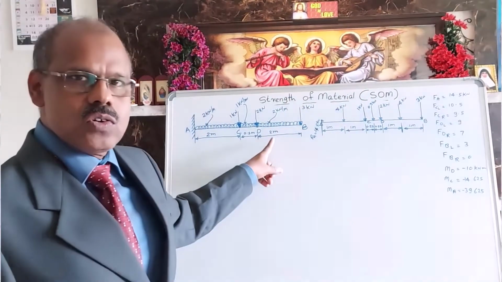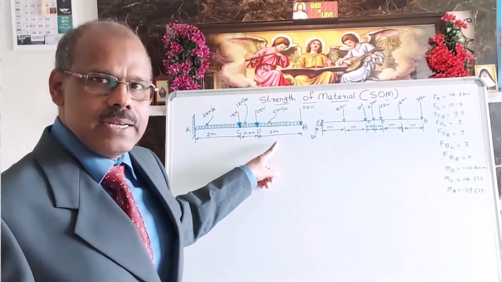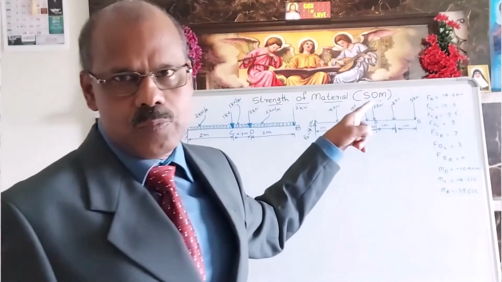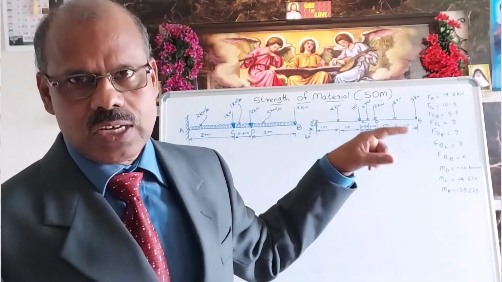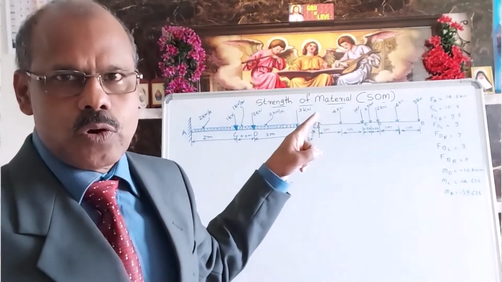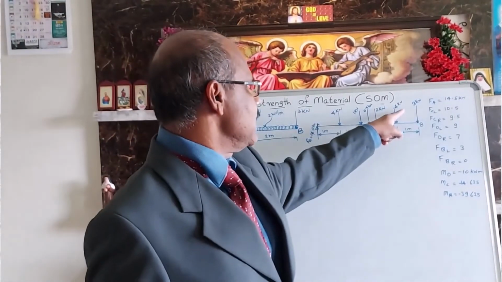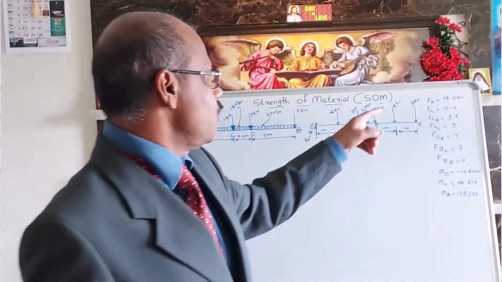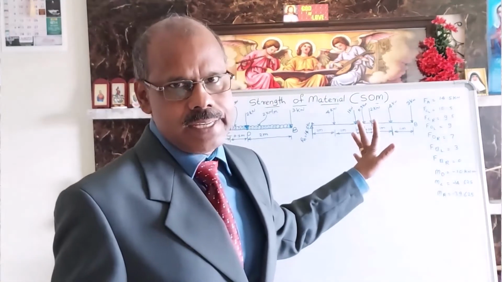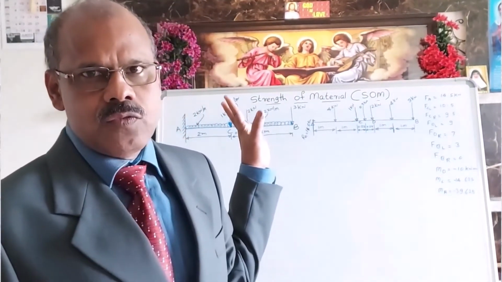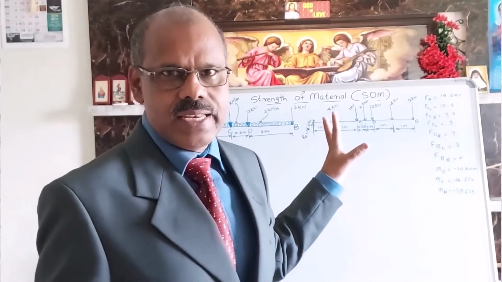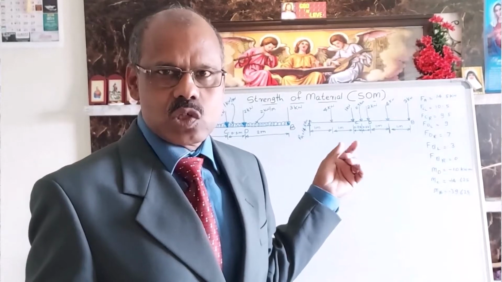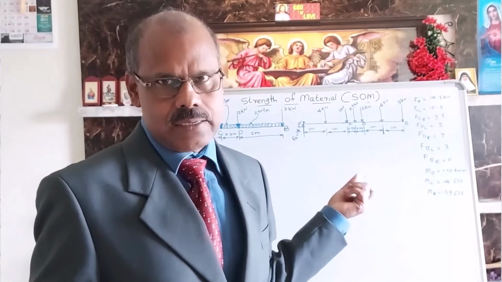After that we are also having one uniformly distributed load of 2 kilonewton per meter, that is also converted into a concentrated load, otherwise a point load, and written here. It is 4 kilonewton. Thereafter we are having a point load of 3 kilonewton, that is also written here. By doing it this way, we can make this question very easy, as well as solve this question without any error.